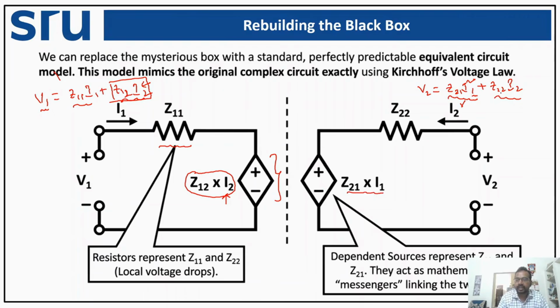So how are they connected? They are connected in series, because V2 is distributed among Z21 I1 and Z22 I2. So this is the interconnection, or equivalent circuit, of our Z parameters. We can replace this black box, which is the actual circuit, by this equivalent circuit model. This model mimics the original complex circuit exactly by using Kirchhoff's voltage law.